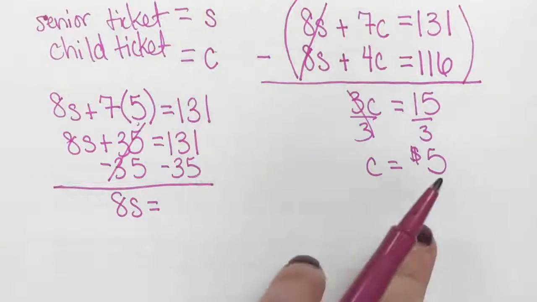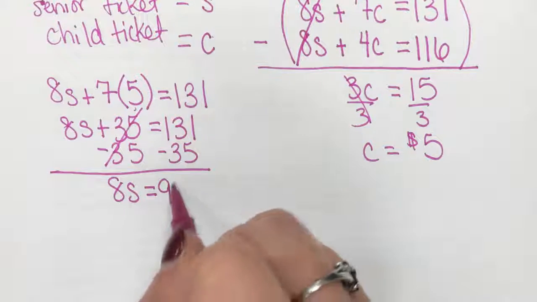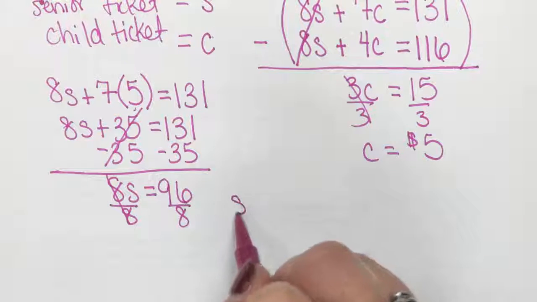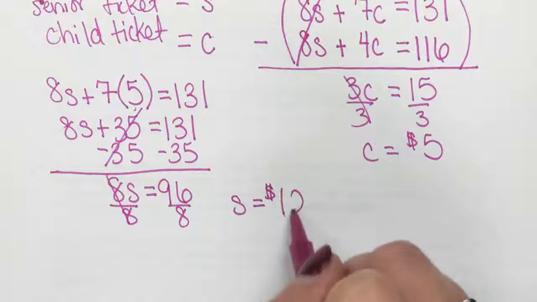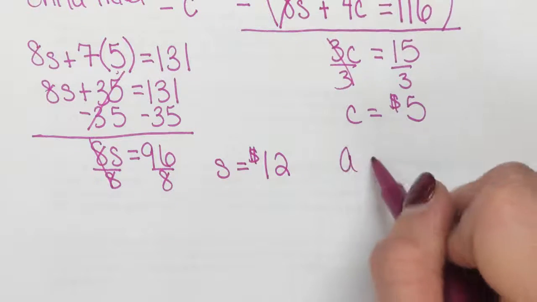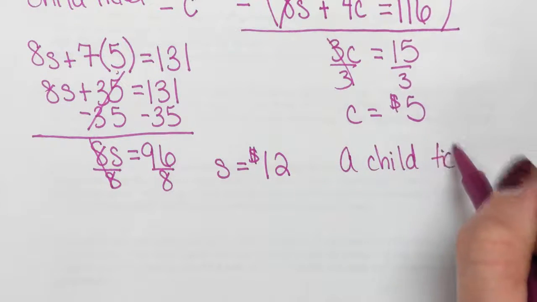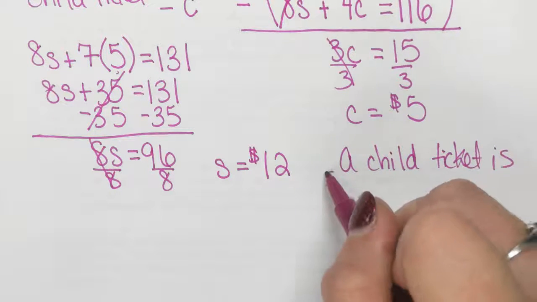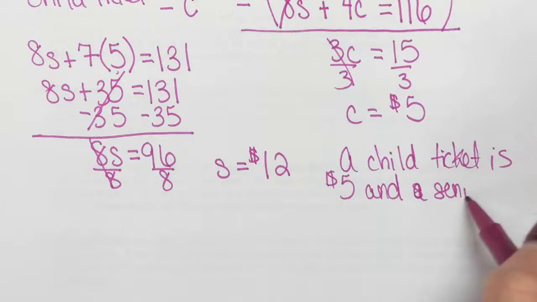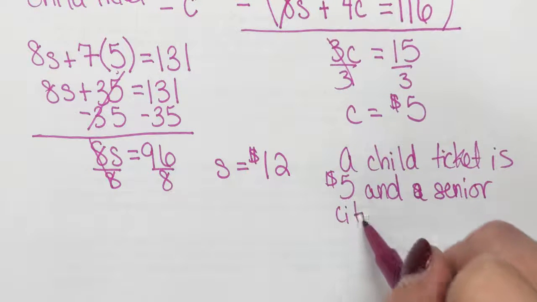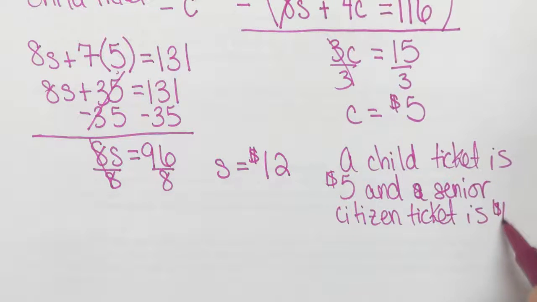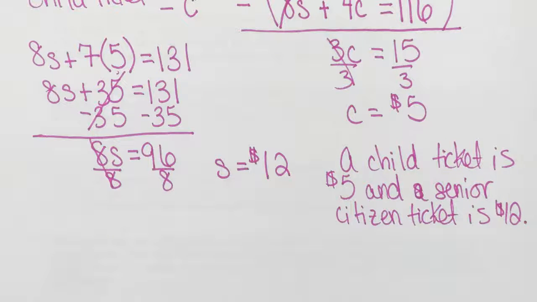So what's 131 minus 35? 96. Very good. Divide, and what's the price of a senior citizen ticket? $12. Perfect. So here's what we need to write. We need to write a sentence. A child ticket is $5. And a senior citizen ticket is $12. And that's it. Easy enough? Y'all okay? Okay.